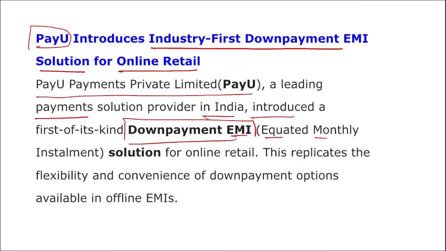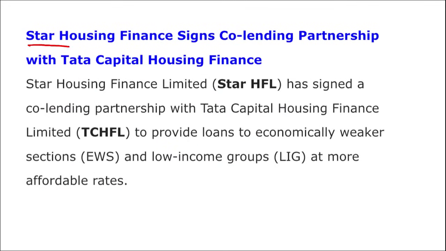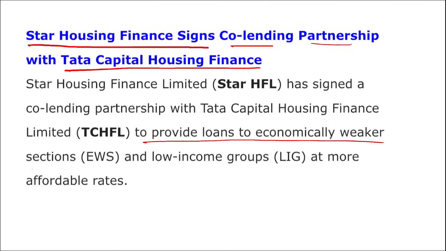EMI stands for Equated Monthly Installment. Solution for online retail. This replicates the flexibility and convenience of down payment options available in offline EMIs. This will also enable users to make a partial payment upfront while the remaining can be converted into easy EMIs. Next is Star Housing Finance. They have signed a co-lending partnership with Tata Capital Housing Finance, right? And it is to provide loans to economically weaker section and low income groups at more affordable rates.